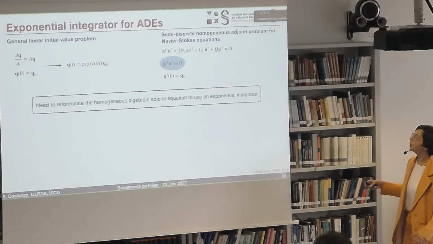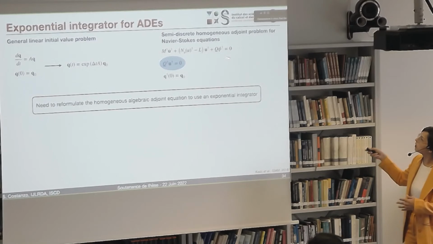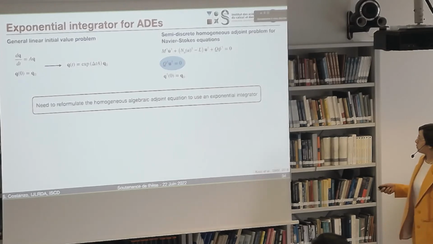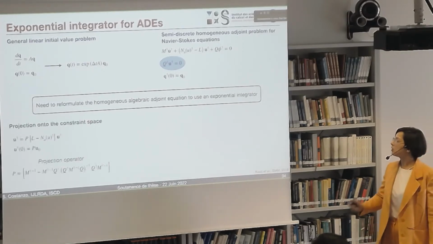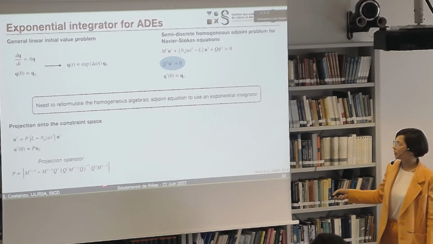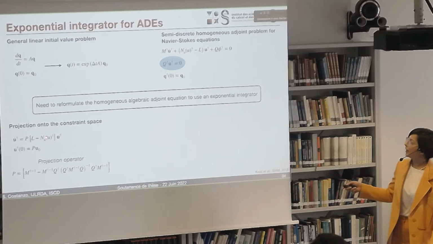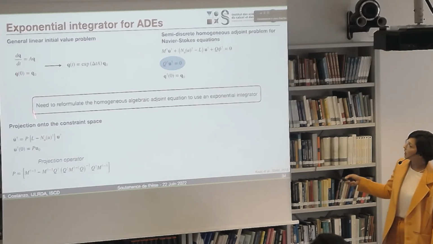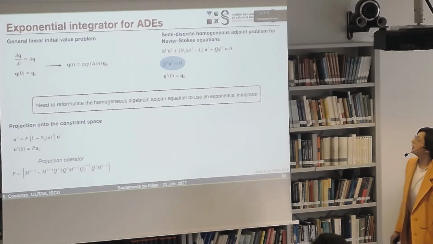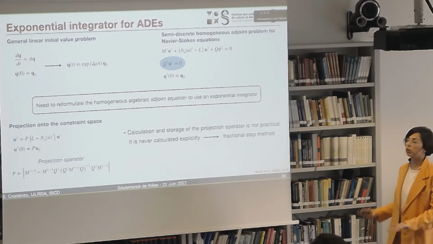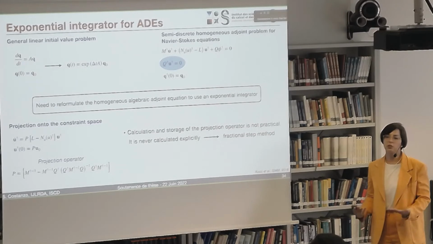So what we have to do is reformulate this problem in order to get it in this form and use an exponential integrator. This work was inspired by the work of Koijin 2018. We build a projection operator, which I'm not going into the detail of, and then we have our problem in this form. But this projection operator is large, so we don't want to compute it and store it.